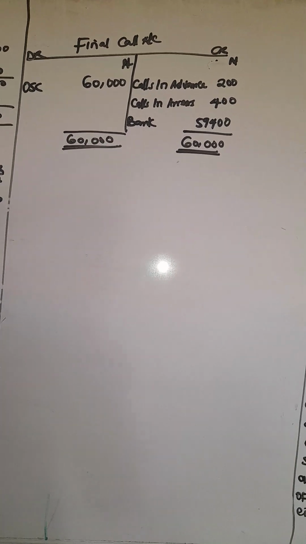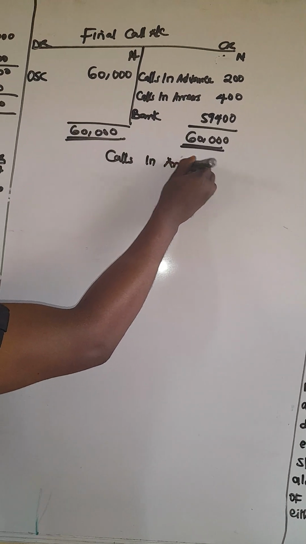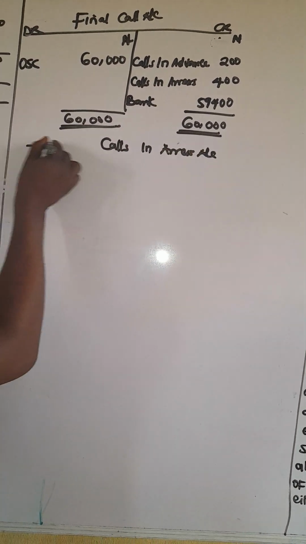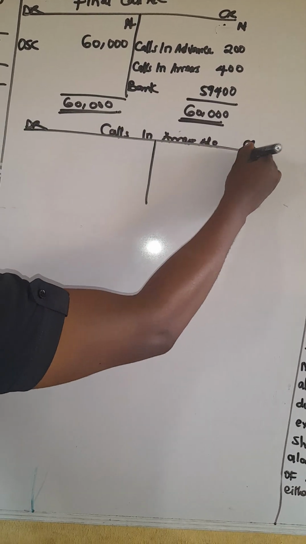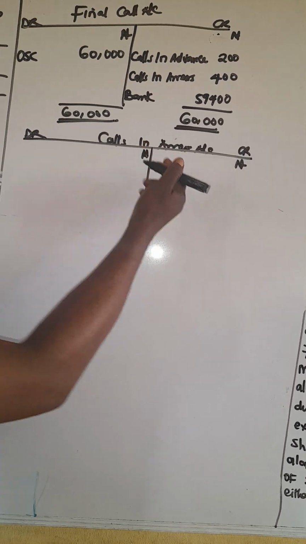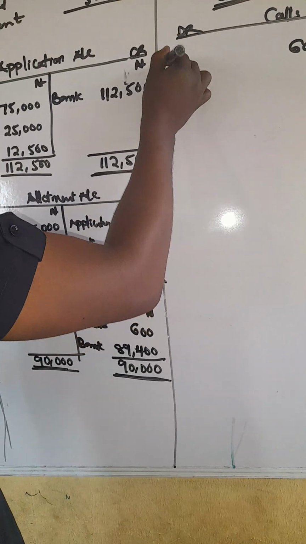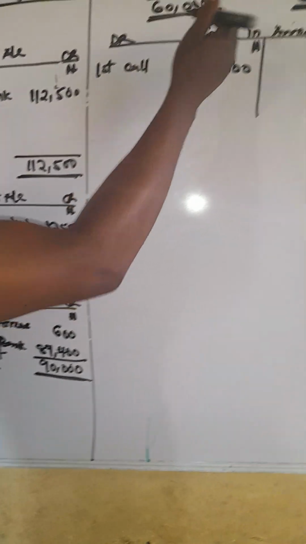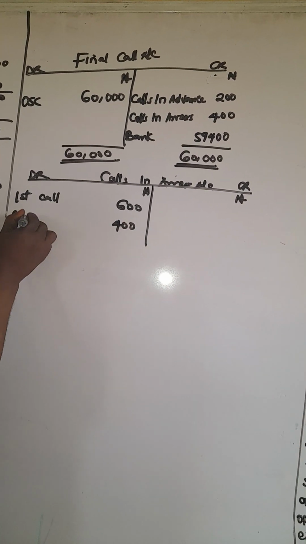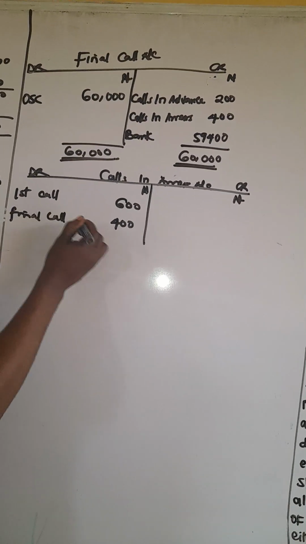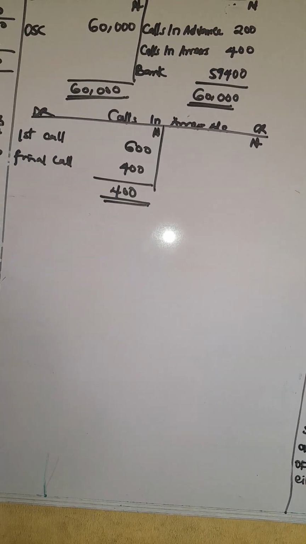So what next again? Let's open our calls in arrears account. Calls in arrears account. We have one here, 600. It's coming from where? First call. We have one here again, 400. It's coming from where? Final call. You get it now?